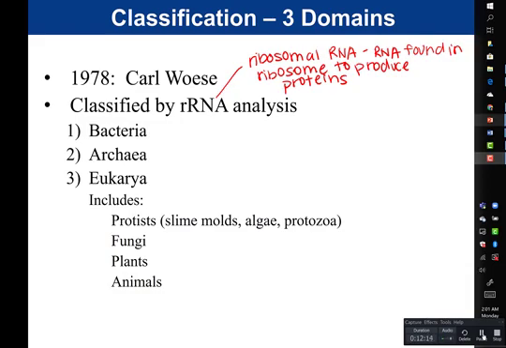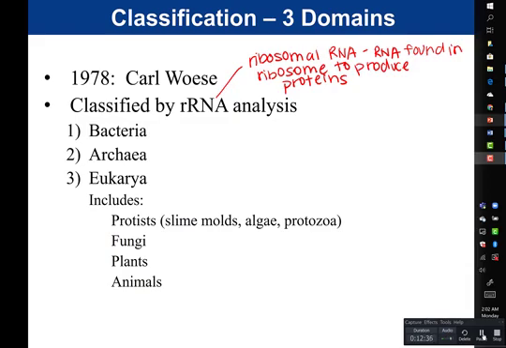The greater the number of differences in their ribosomal RNA, the more diverse and distinct those organisms are, and the longer ago they evolved from each other in our evolutionary history. And so they can use this ribosomal RNA in order to classify organisms.